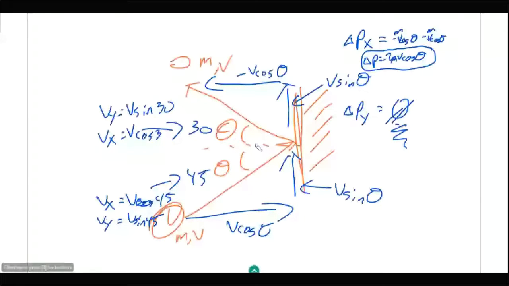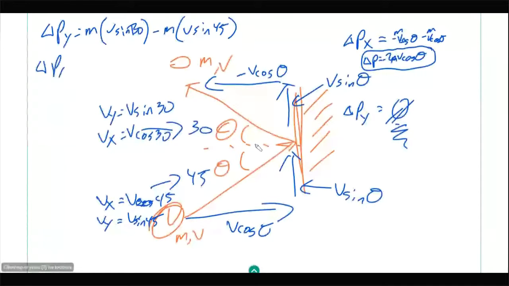And then all you would do is change momentum in the y direction will be the mass times V sine 30, minus m times V sine 45. And then you do the same thing for the delta x's, so splitting up those things there. Yeah, it's a bit more trig, but it's the same basic idea.